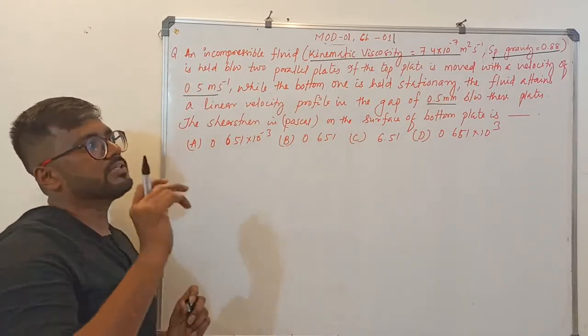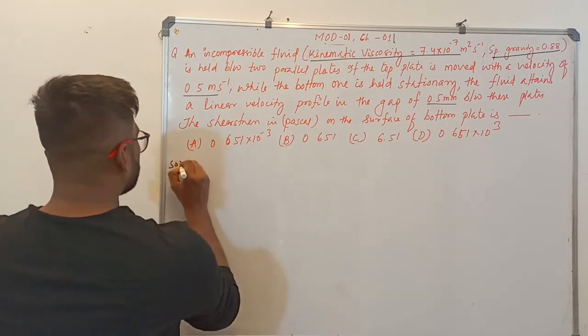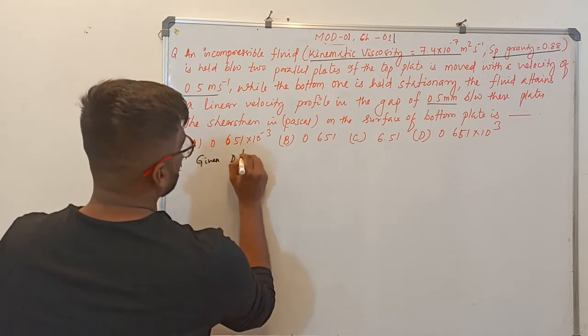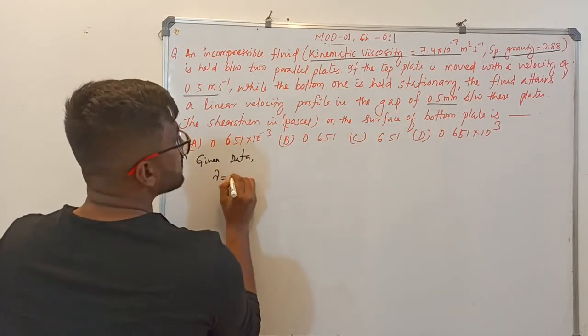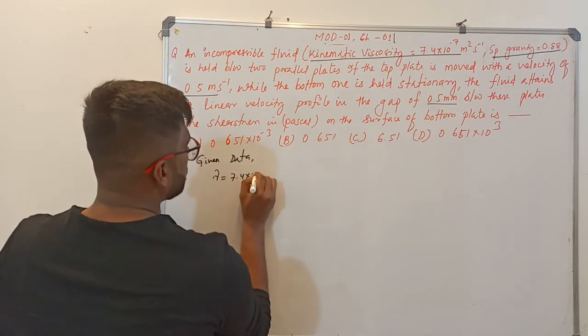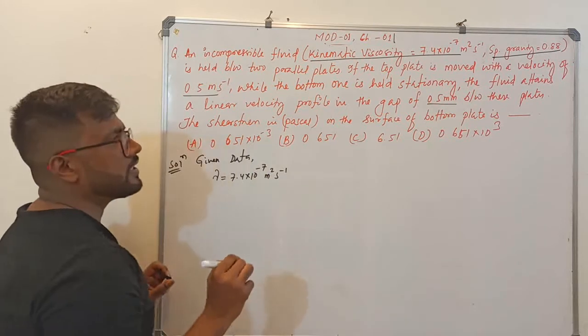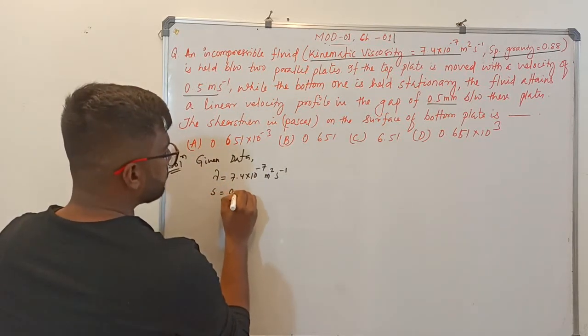It is a very simple Newton's law of viscosity question, nothing else. So we'll solve it. First, write the given data properly. Kinematic viscosity nu has been given as 7.4 into 10 to the power minus 7, in SI units. Specific gravity is given as 0.88.